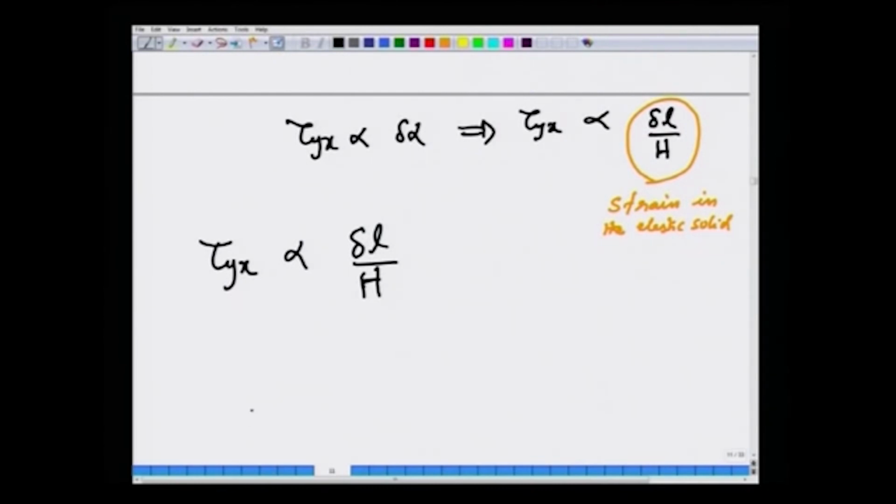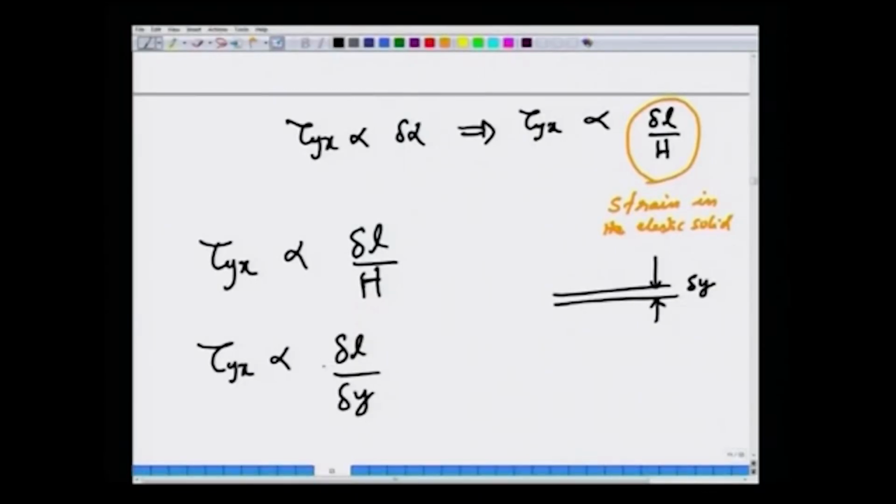Now, before I do that, instead of taking a finite slab H, I can consider an infinitesimal thickness delta y, and then you will find that the stress within the continuum hypothesis is still proportional to delta L by delta y. Instead of considering an entire slab of thickness H, we can consider an infinitesimal slab, and the stress will be proportional in the limit as delta y tends to 0. You will find that tau y x is proportional to dL dy.